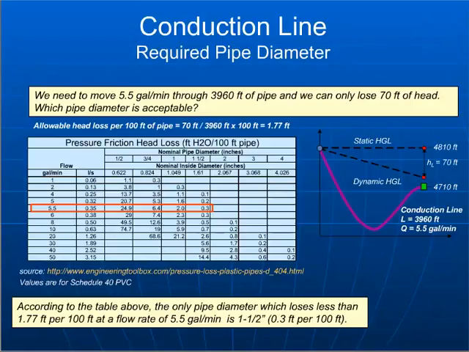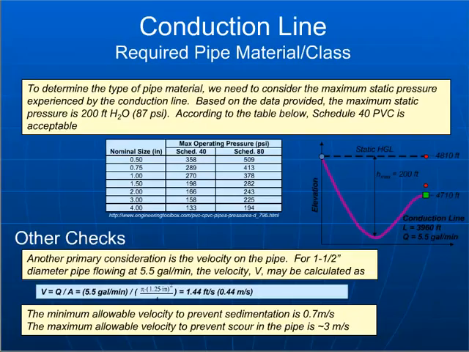And so if you follow that 5.5 gallons per minute over and try to use a half-inch pipe, you'll see that you've got 24.9 feet of head loss per 100 feet. So that's not going to work. You have to go all the way over to the 1.5-inch diameter pipe to get below the 1.77 feet of head loss that's allowable.